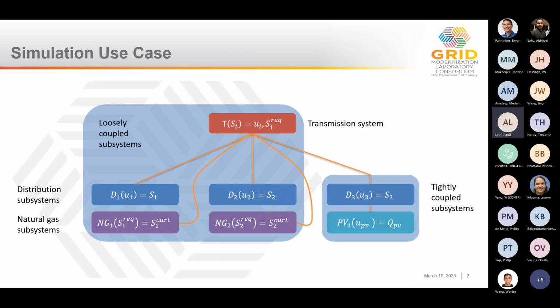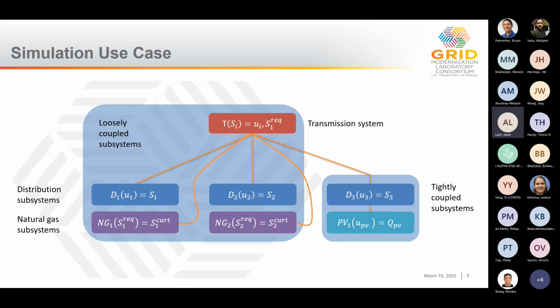All right. So what is essentially the use case? We've got one transmission system. We've got three distribution systems. For the three distribution systems, we've got three different vendors. We've got two natural gas subsystems.